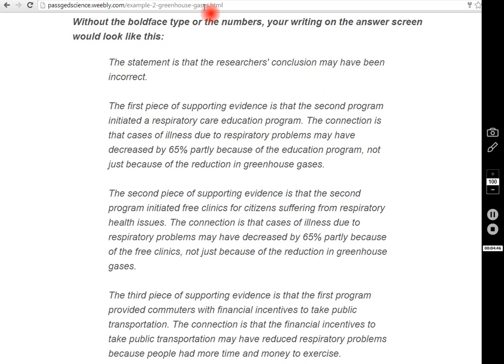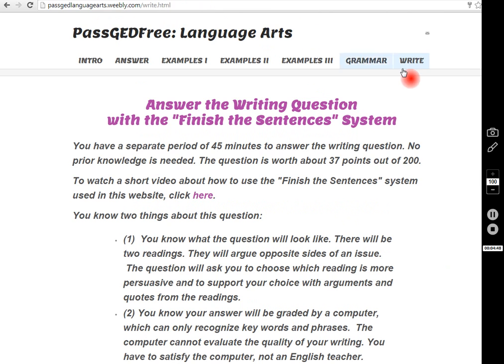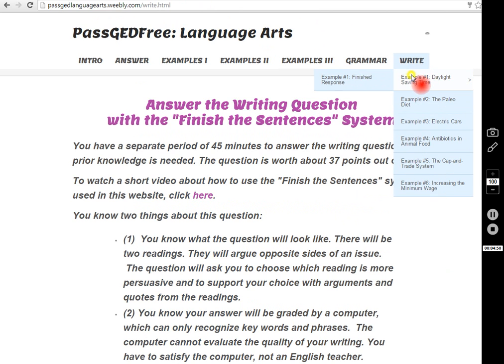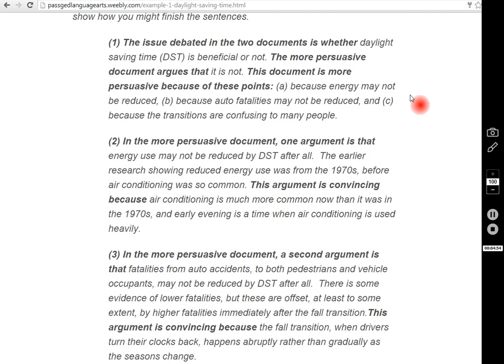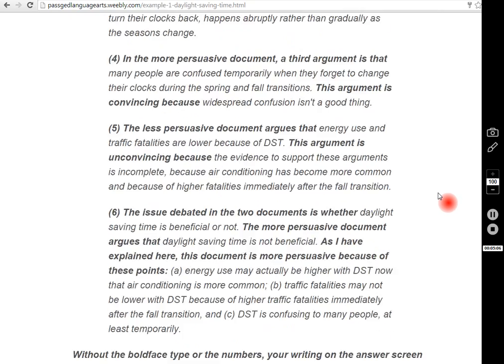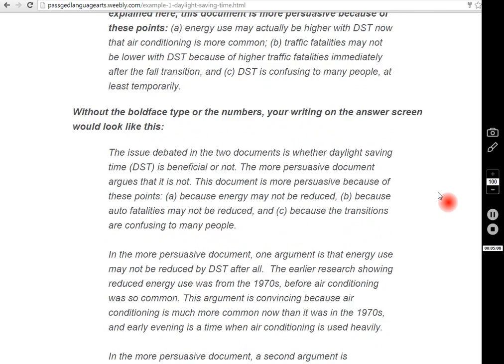Now, in language arts, you have another example of step 2 of the method. And here again, the bold-faced words are the original unfinished sentences. The regular type words are what you would add to finish the sentences after you read the documents. Now, if you clean that up, it would look something like this.